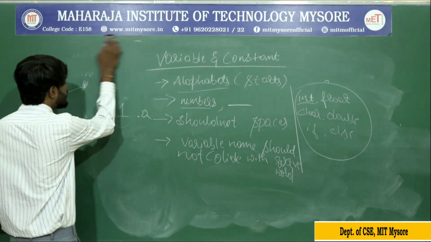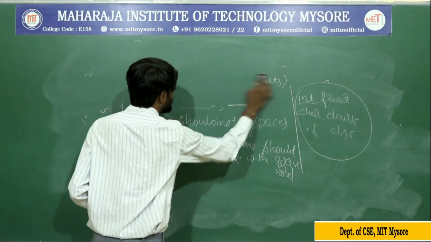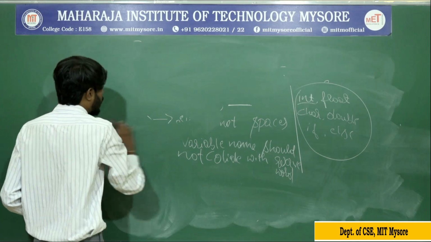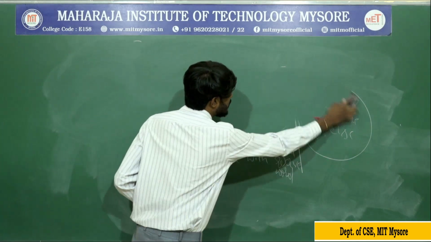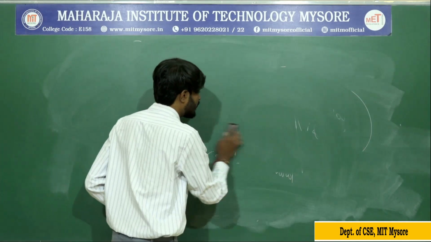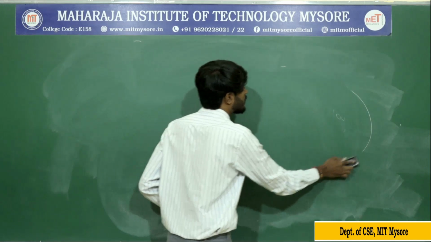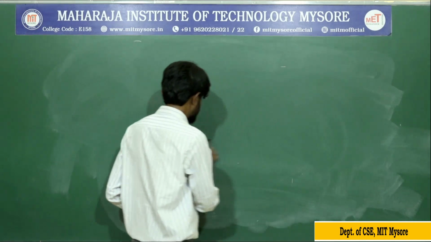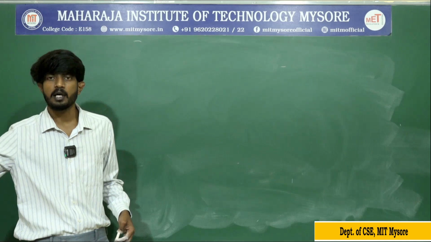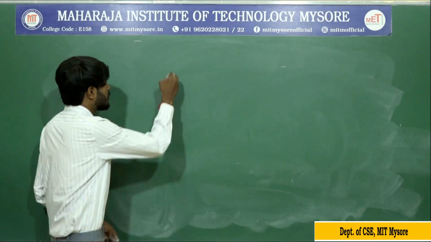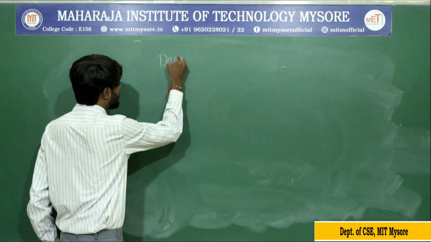So to declare any variable, you need to give the data type, or the type of the variable. So what data you are going to store, that type you need to give. So in C programming, we have one concept, that is data types.